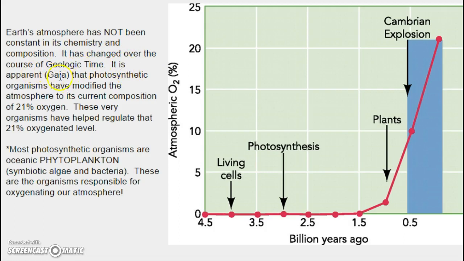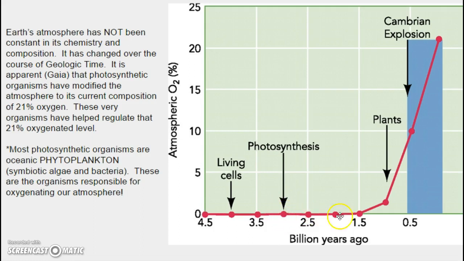If you think about Gaia, it is apparent that photosynthetic organisms modified the atmosphere to its current composition of 21%. And these very organisms have helped regulate that 21% oxygenated level. So if I go back through time, to about 4.5 billion years ago, the first living cells are found in fossils about 3.5 to 3.8 billion years ago. But notice, photosynthesis didn't even begin until about 3 billion years ago.